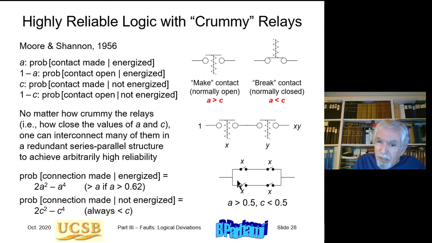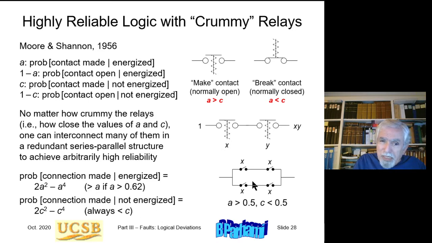And if this is more reliable than a single contact, then you can use this now recursively as a contact and replicate it 4 times to get an even more reliable relay circuit. So that's the idea. So the idea was that no matter how crummy the relays, in other words, how close the values of A and C, one can interconnect many of them in a redundant series-parallel structure to achieve arbitrarily high reliability.